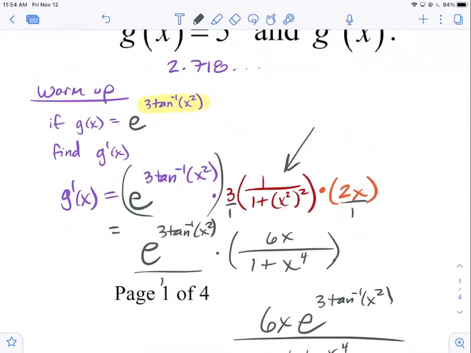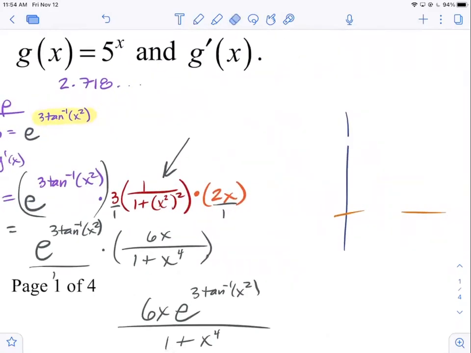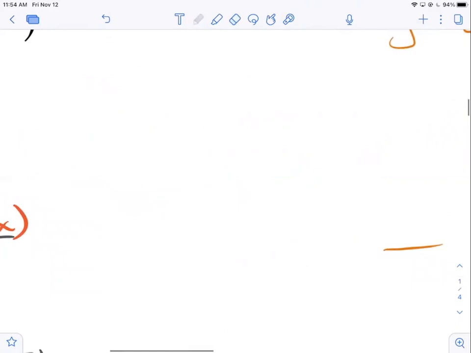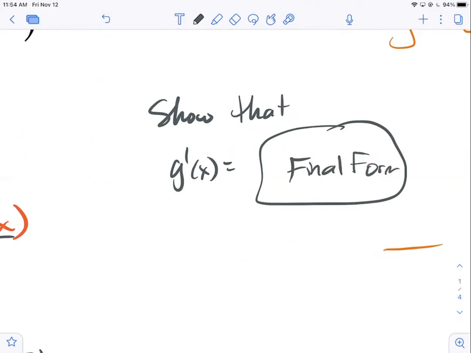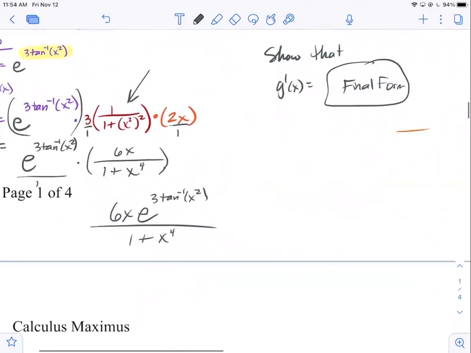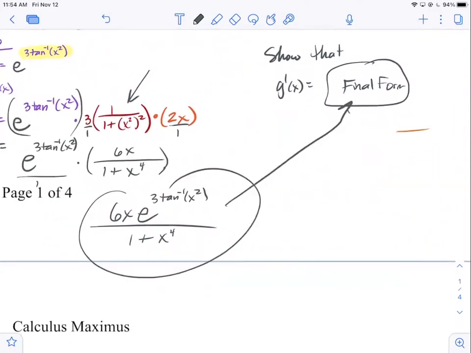How would you know how far to simplify a free response? Well, if you've answered the question, if it just said find g prime of x, or you needed it for something, you're done. Here's what a lot of the time happens though on a free response. It'll say show that g prime of x equals, and then it gives you the final form that it needs to look like. And so what you would do, let's just say they had this in there. Show that the derivative equals that.